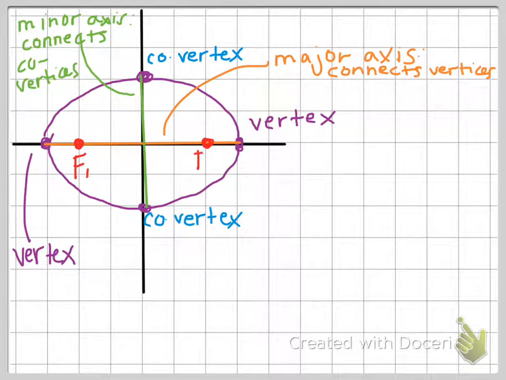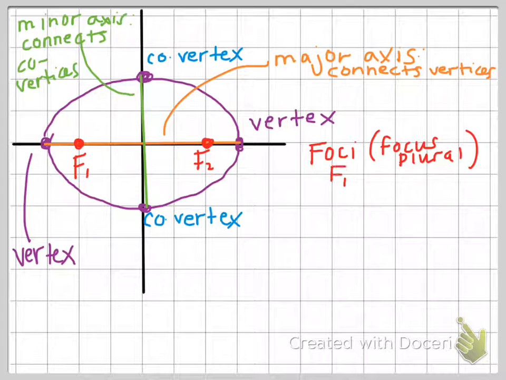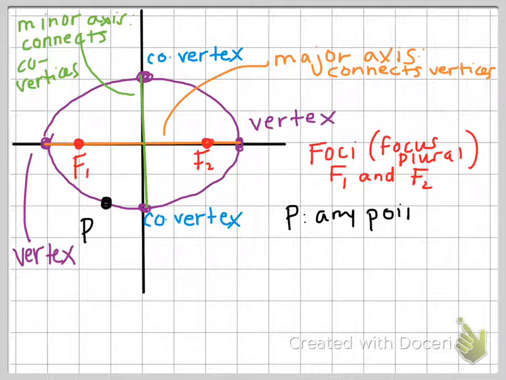There are two special points, F1 and F2, that are both focuses. Foci is the actual plural, so there's two foci, F1 and F2. They're both the same distance from the center and the same distance from the vertices. And now if I call point P any point on the outside of that ellipse, so any point on the ellipse could be point P. I just drew it there because I had space, but it could be any single point.